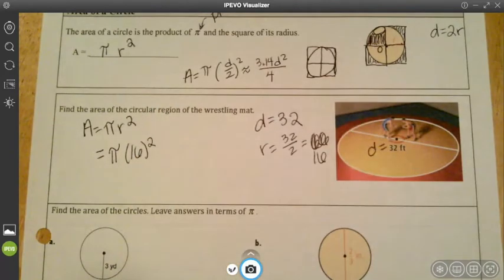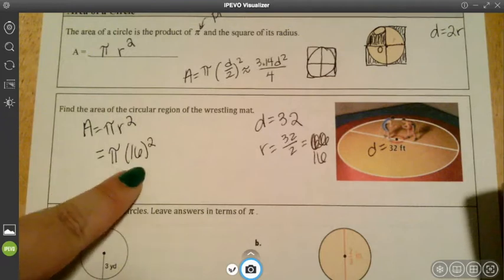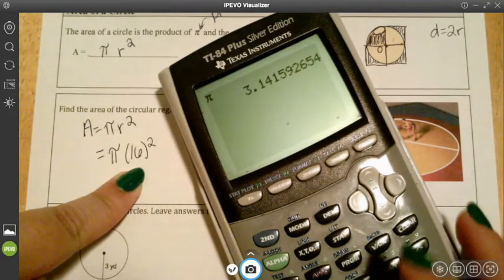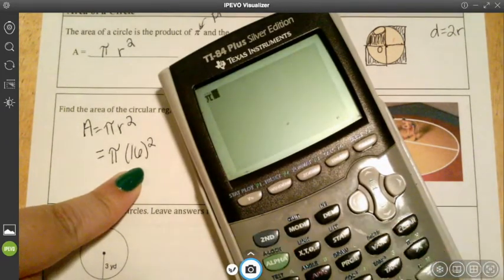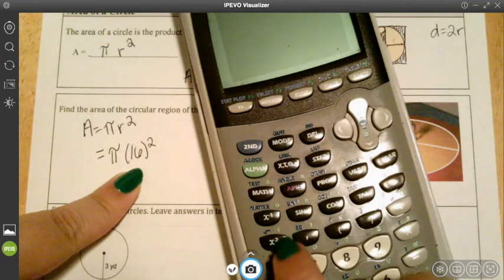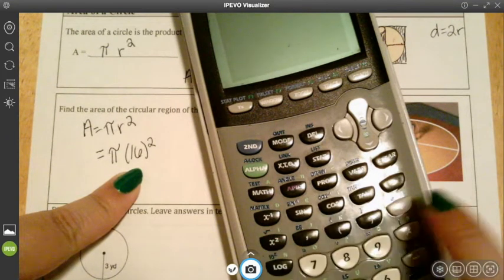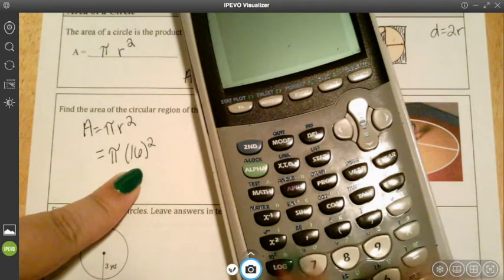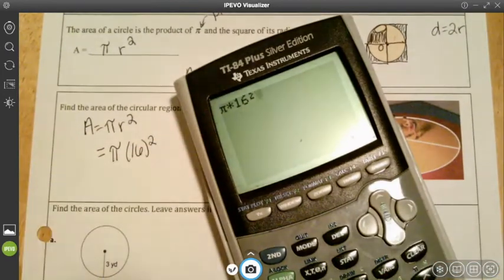Now it is important how you type this into your calculator because we don't want to square pi, just the 16. So when we type this, we're going to put pi times 16. And you have 2 options. You can use this little x squared button, or you can use the exponent 2. So I'm going to use the squared button. So it should be pi times 16 squared. No parentheses, enter. And then we'll round to 2 decimal places.